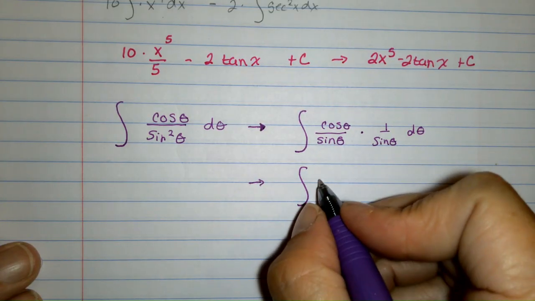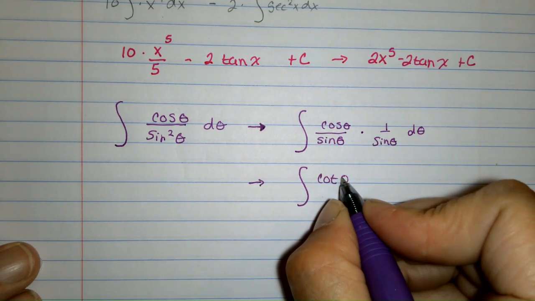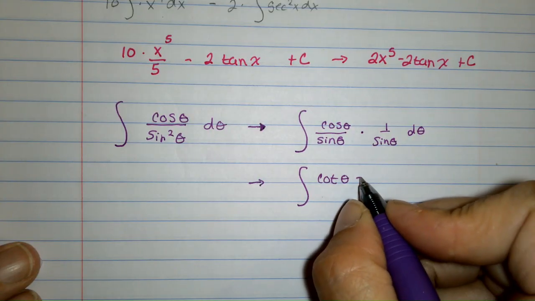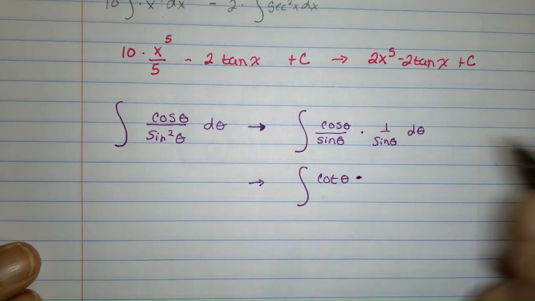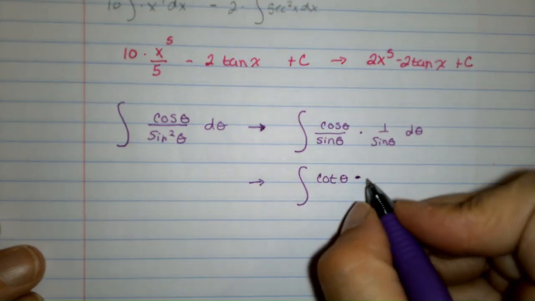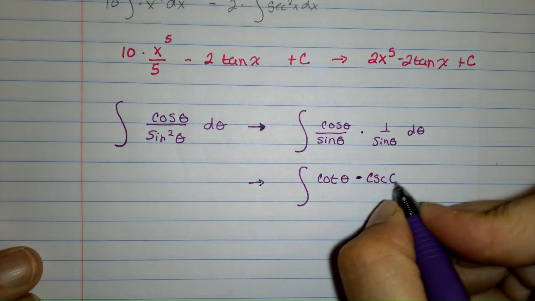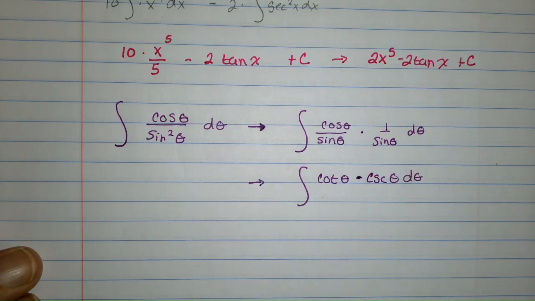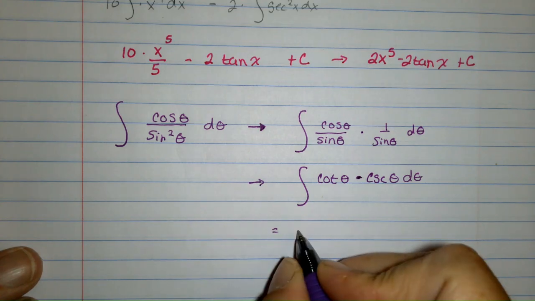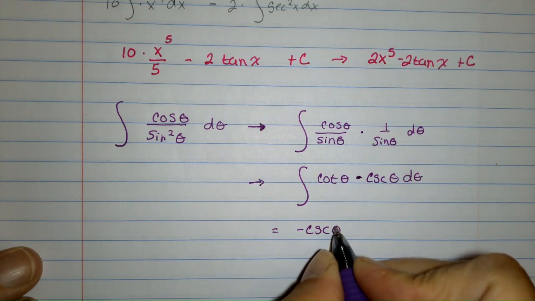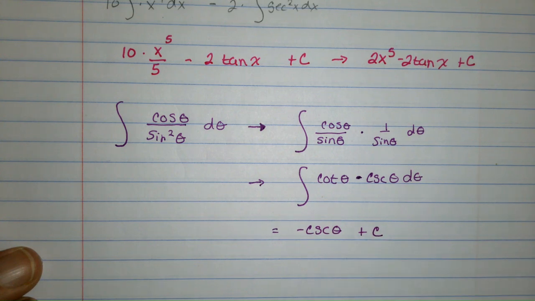So cosine over sine, that's cotangent, times 1 over sine, which is cosecant. Now we had a rule for that, cotangent times cosecant. We did have that rule, and that came out to be negative cosecant theta plus c.